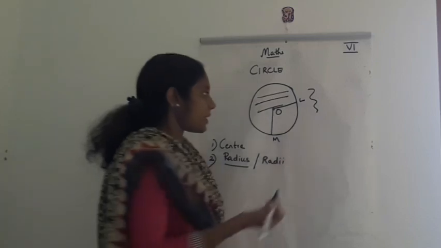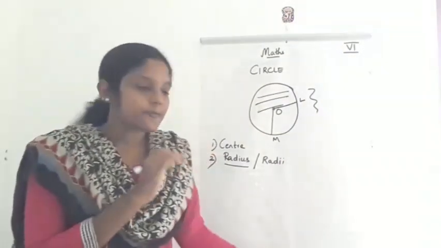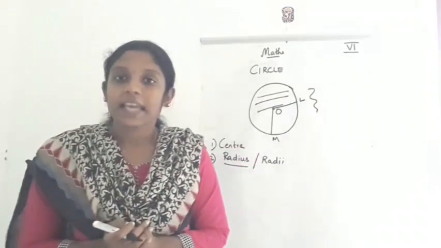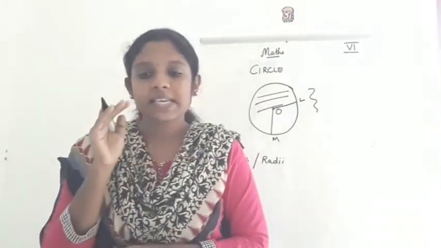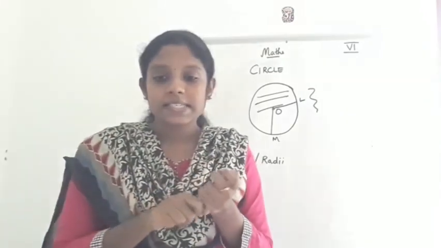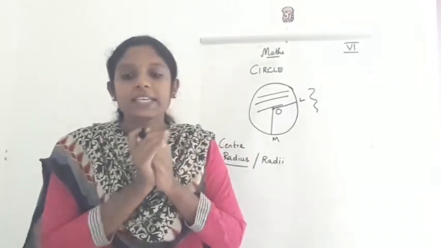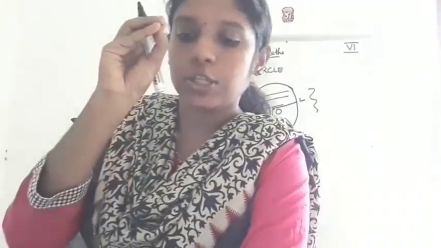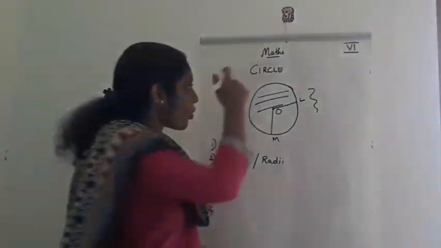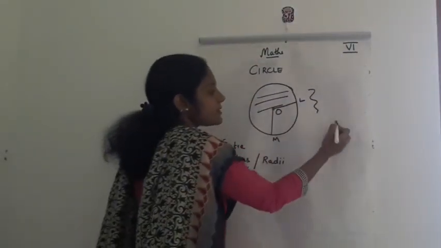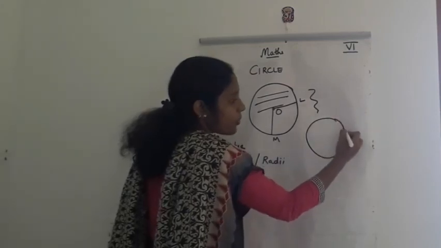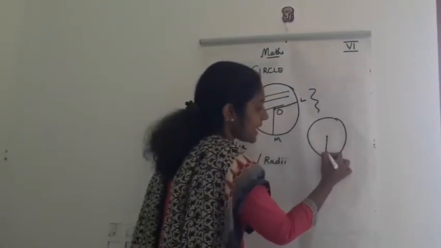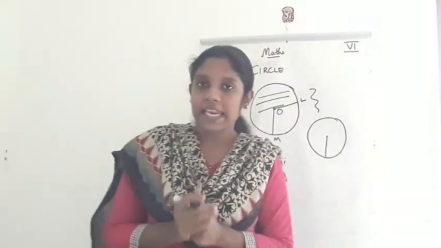We can mark that as OL. You can draw many radii for a circle. The line we draw from the center to a point on the circle is called radius. Plural of radius is radii. It is the segment that connects the center of a circle to any point on the circle. These are all the points around the circle. So the line drawn from the center to any point on the circle is called radius.